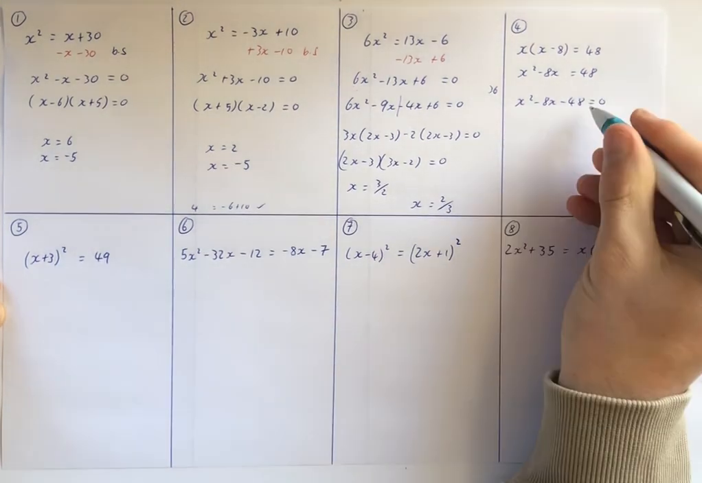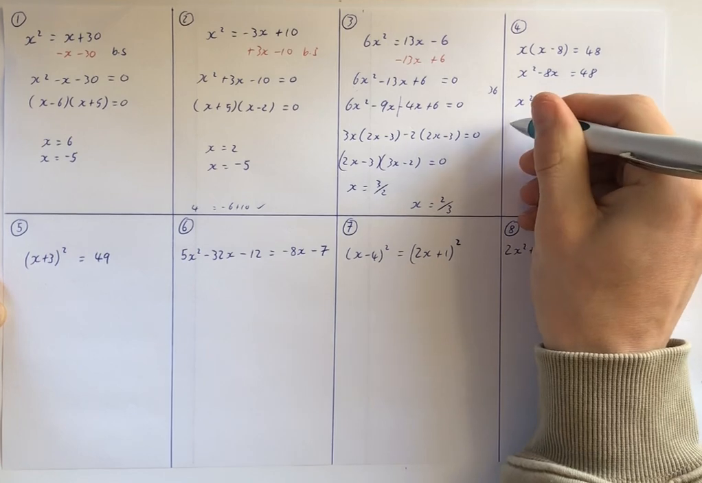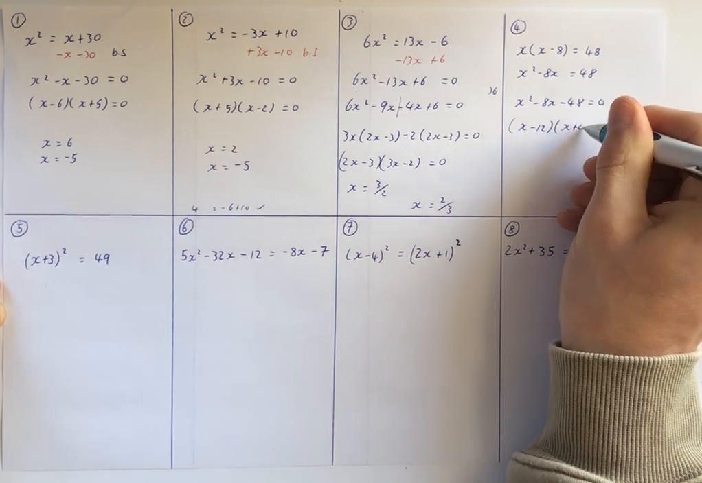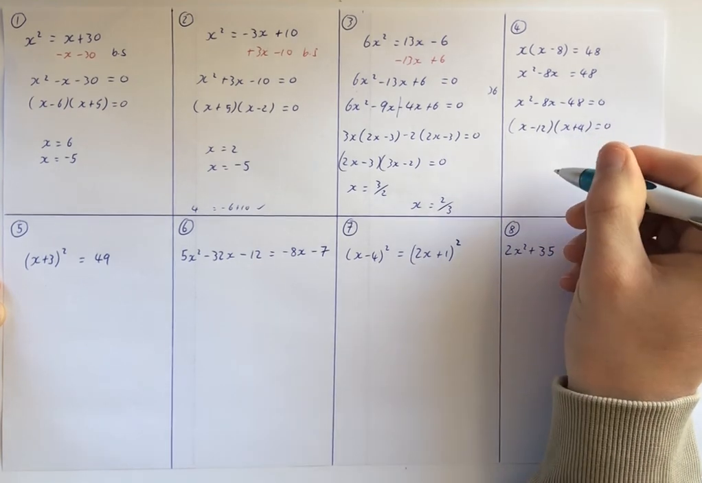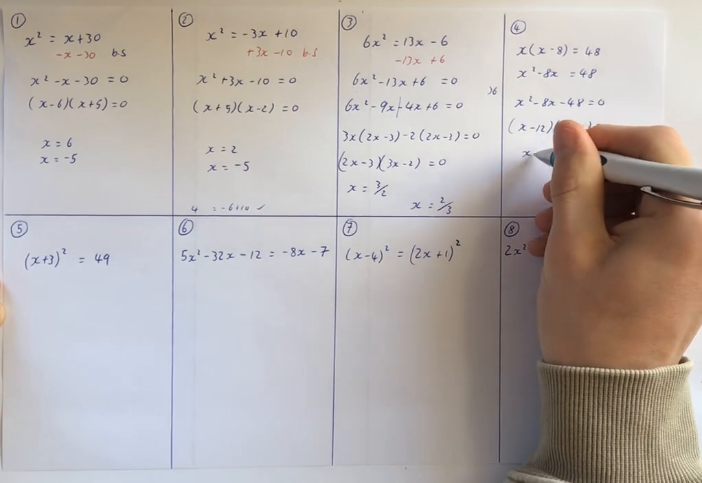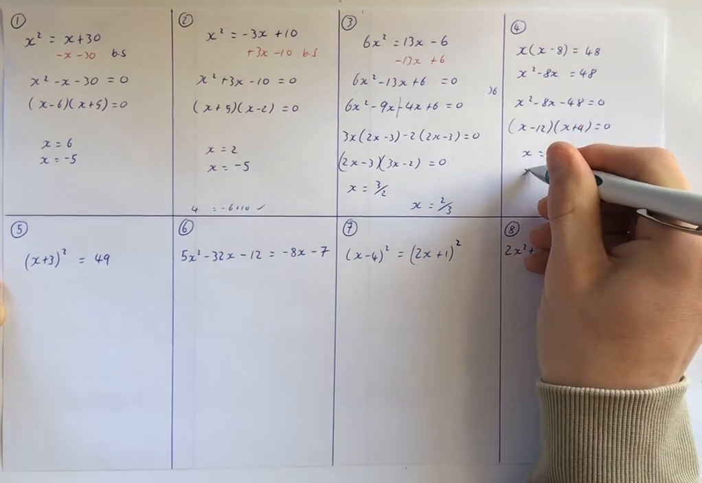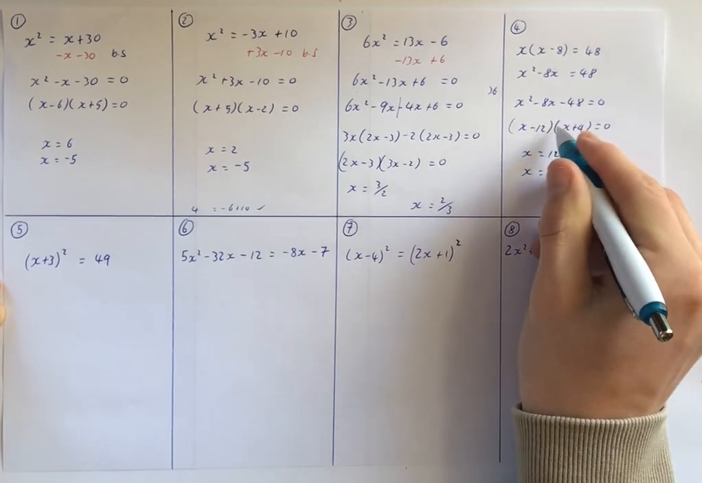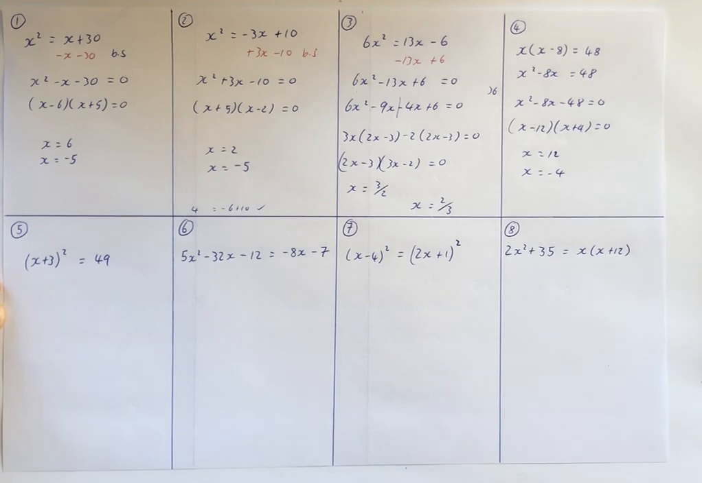All right. I'm thinking 4 and 12 for this one. And the 12 is going to have to be the negative. Okay, so one solution is 12, one solution is negative 4. Positive 12 and negative 4 make these go to 0.